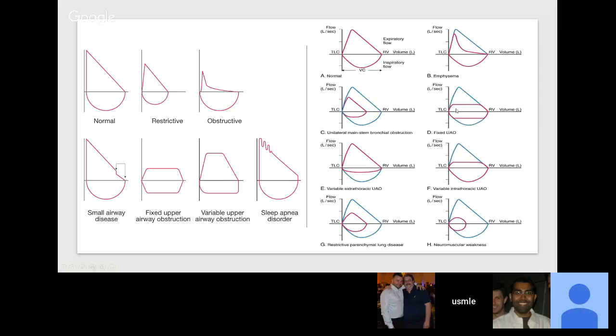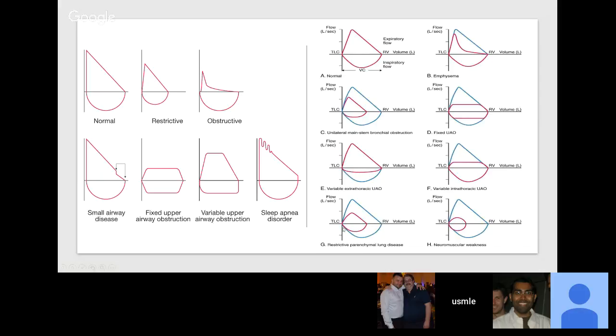If you have a fixed upper airway obstruction, it looks the same way: the air that comes in is the air that comes out. And then you're going to have the different patterns. So you need to look at your condition and see if it has an issue in inspiratory or in expiratory, and you go from there.